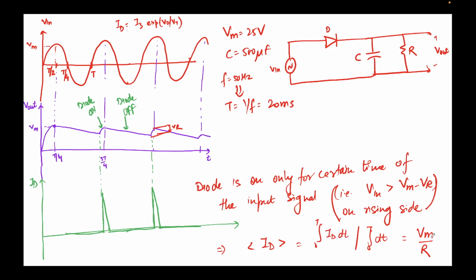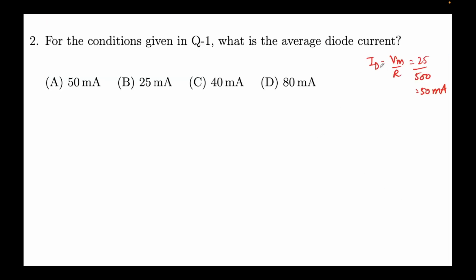Now if you go through the lectures of Professor Patel, you'll see this evaluates to Vm by R. So the average diode current comes out to be Vm by R, but I told you that intuitively you can see that it will peak over here. So we saw that ID is Vm by R. We put in the values: Vm is 25, R we obtained in question 1 is 500. So ID comes out to be 50 milliamps, which happens to be option A.